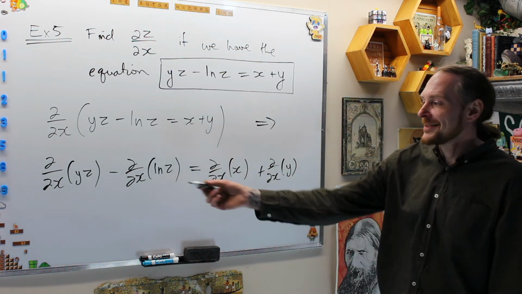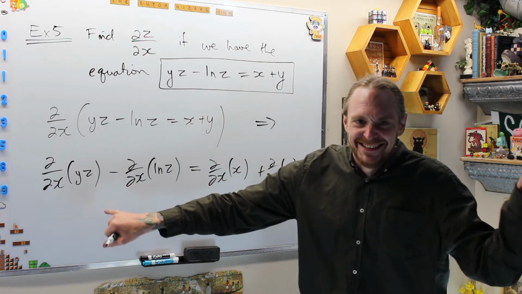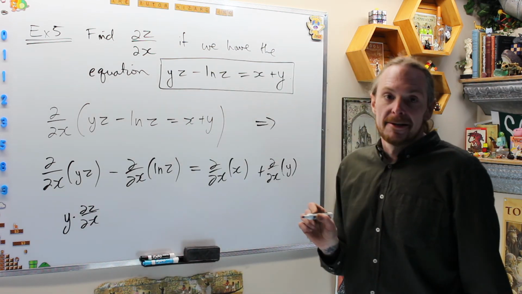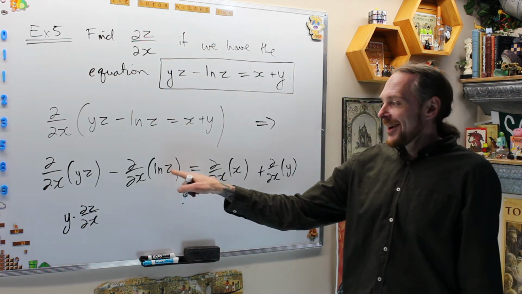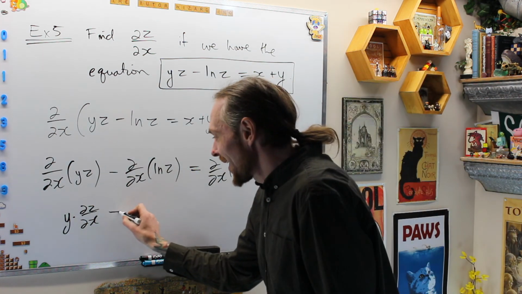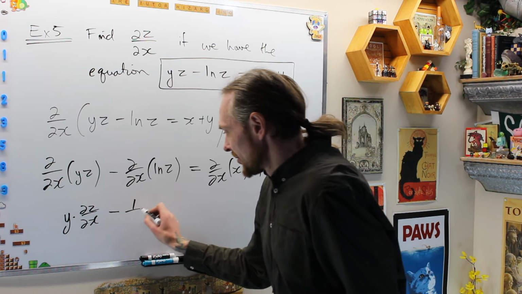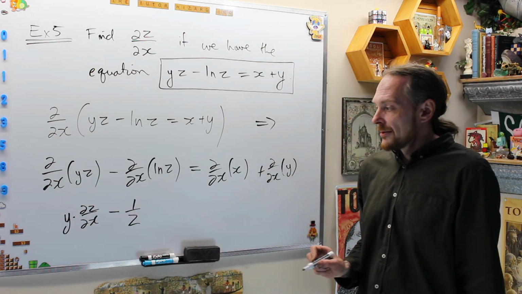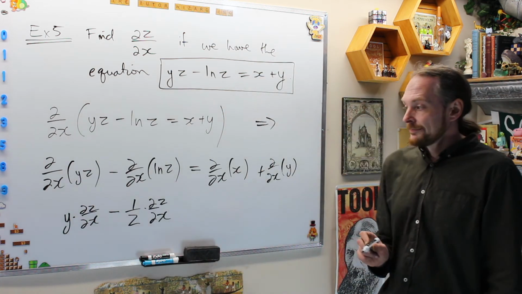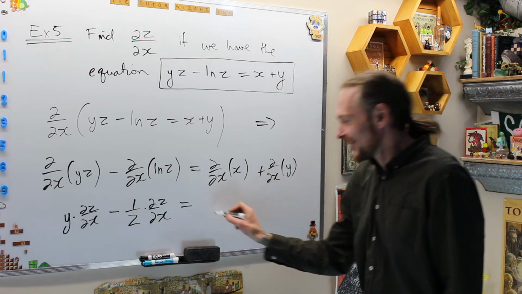Okay, good. From this, we see that now y is a constant and z is a function of x. So this is y times the partial of z with respect to x. In this term now I have z as a function of x and then it's composed with log. So this is minus 1 over z, the derivative of log, times the partial of z with respect to x. Now equals, this one is going to be 1.